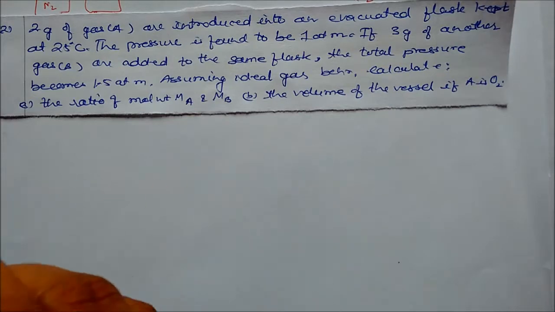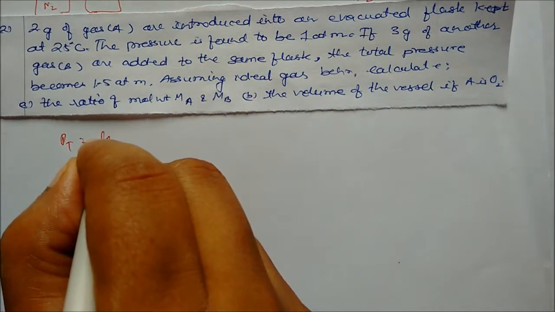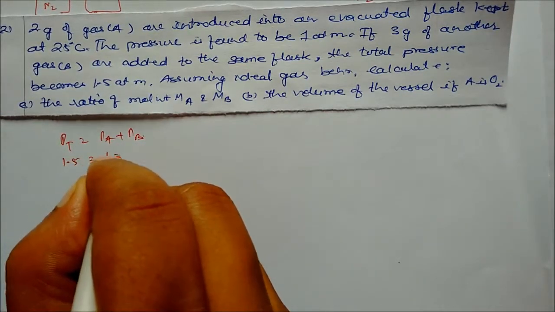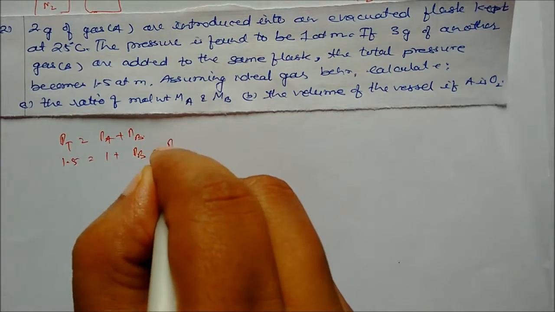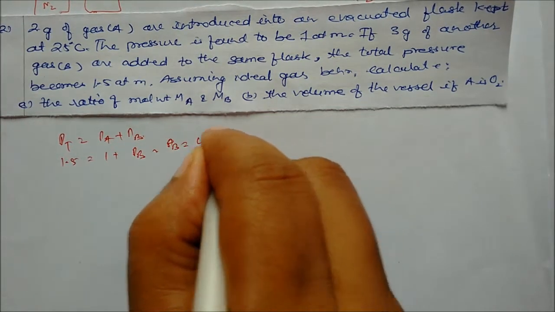So we can see here, first, what is the total pressure? The total pressure is PA plus PB. This is 1.5 equals 1 plus the pressure of B. The pressure of B becomes 0.5 atm. So we know the pressure of B.